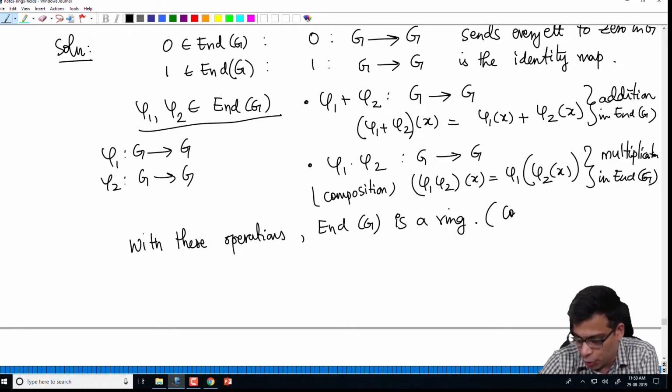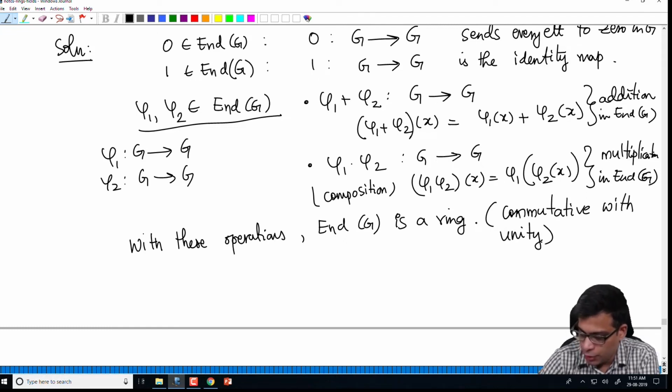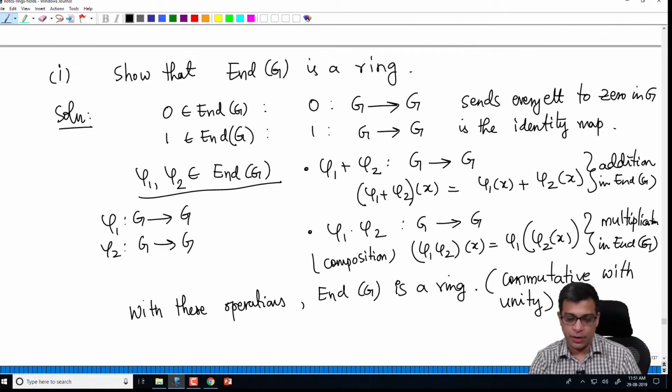In fact, it is a commutative ring. We remember all our rings are supposed to be commutative with unity. We know that it has a unity because remember 1 is defined to be the identity map. So when you multiply any endomorphism with 1, that means you are composing any endomorphism with the identity map, you get that endomorphism back. So 1 is identity.